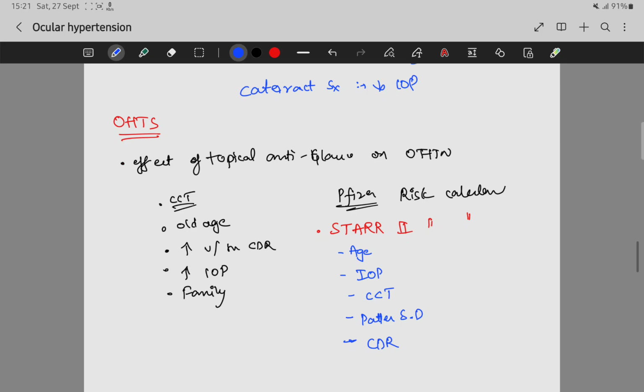Right? So yes, this was regarding ocular hypertension, its treatment, the treatment study, the risk factors and all.